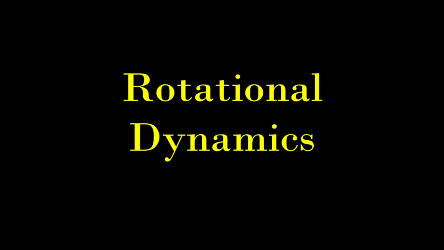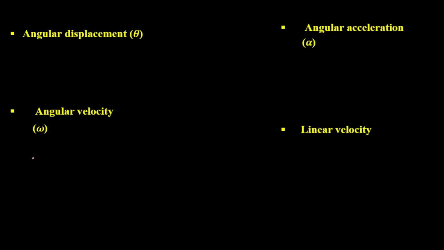Let's begin with rotational dynamics. What is angular displacement? Angular displacement theta is equals to omega t, or theta is equals to arc length divided by radius. This will be the formula.